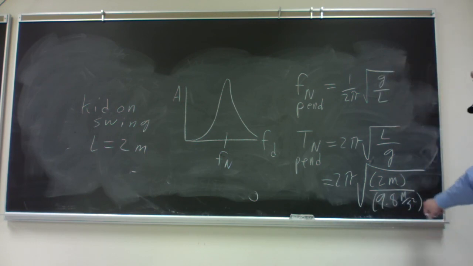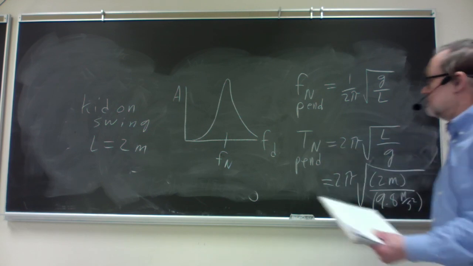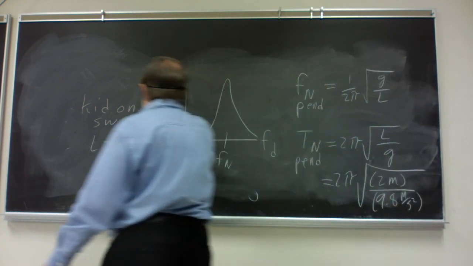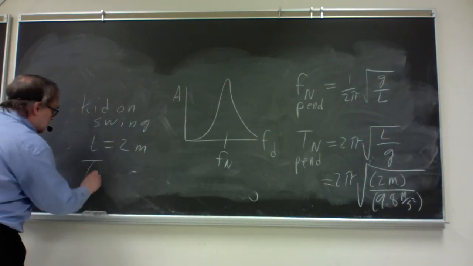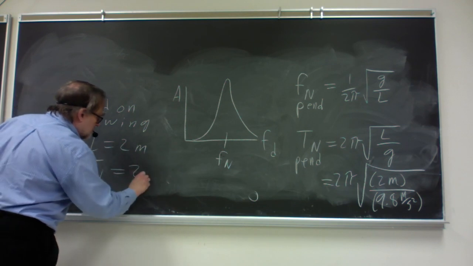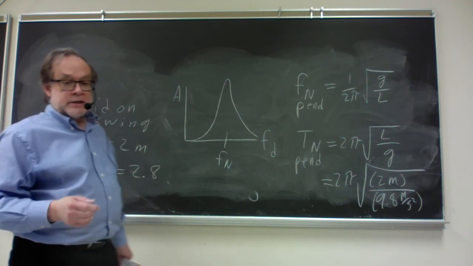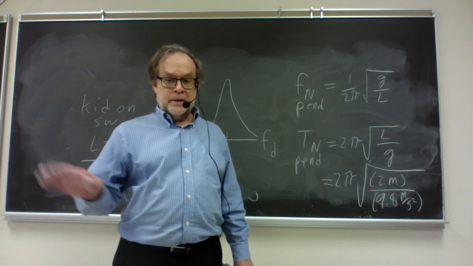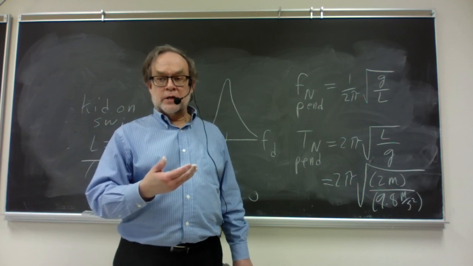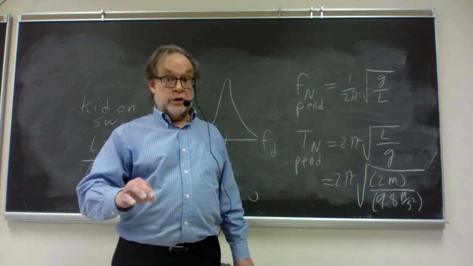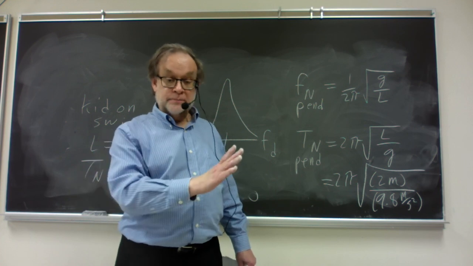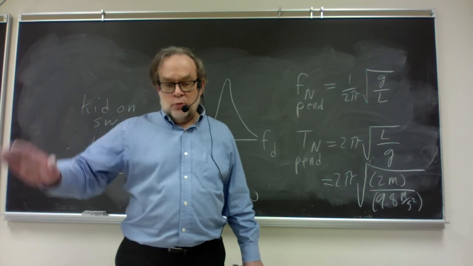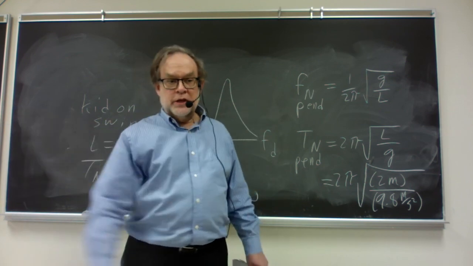And when you do the numbers, then you find that the natural period for the kid on the swing is 2.8 seconds. If I just left the kid alone to swing back and forth, the kid would go through one cycle in 2.8 seconds. So I need to push every 2.8 seconds in order to maximize the amount of energy that I give to the kid, and that will maximize the amplitude of the kid's swing.